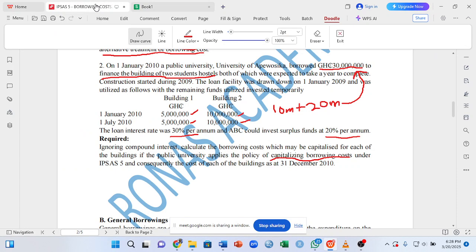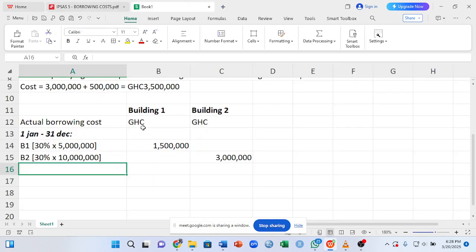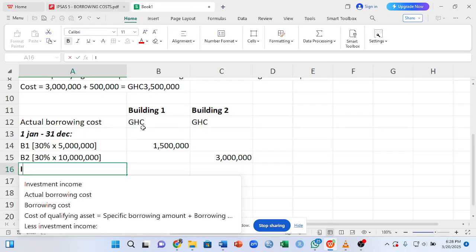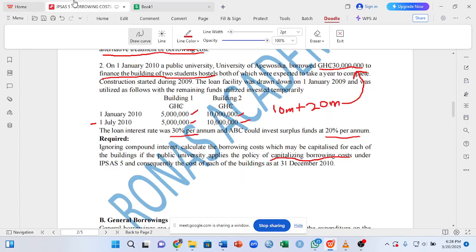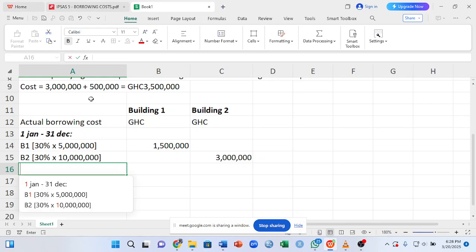Then we'll go to the second amount, the period. It was from 1st July 2010. The interest will accrue from 1st July up to 31st December. That will be how many months? 6 months.